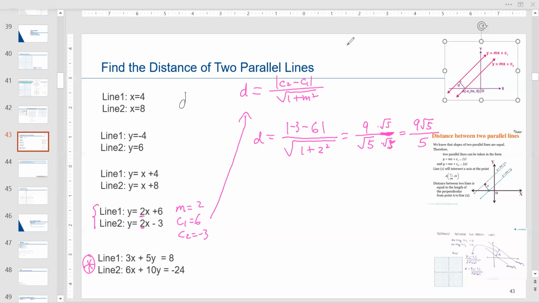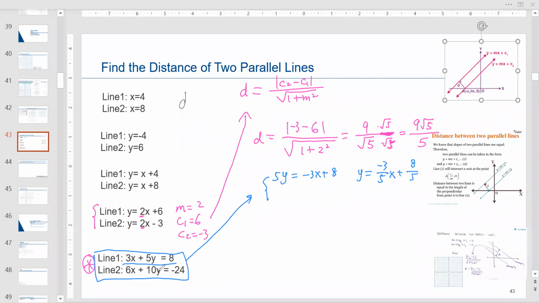In this example, they didn't transform it. They don't write it out like this one. So what we should do, the first step, is some proper changing. Let's do proper changing. First, let's see this equation: 5y equals -3x plus 8. Divide both sides by 5. So y equals -3 over 5 x plus 8 over 5, right?